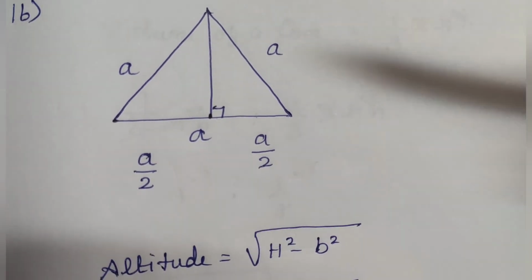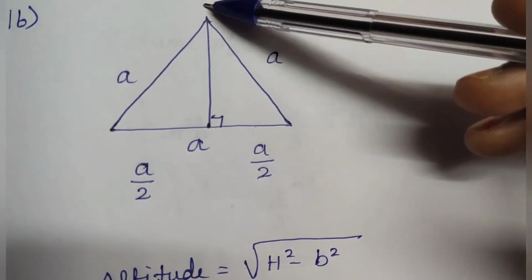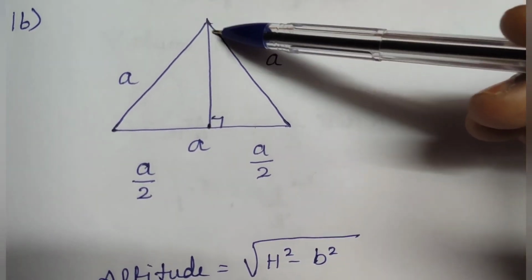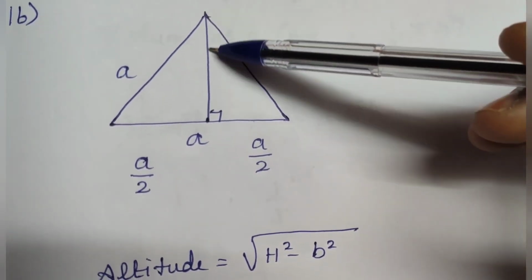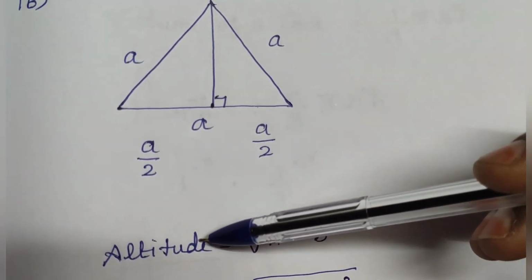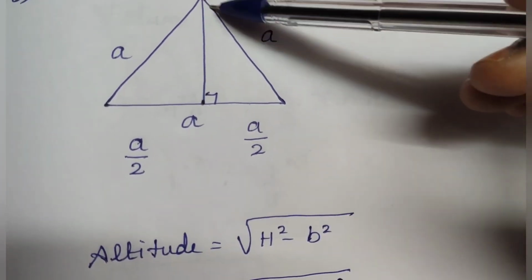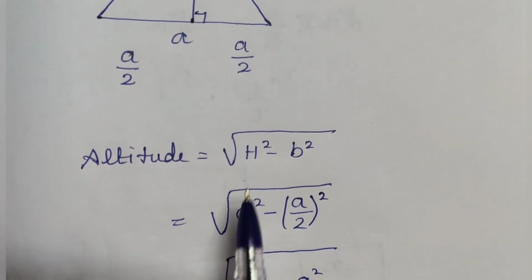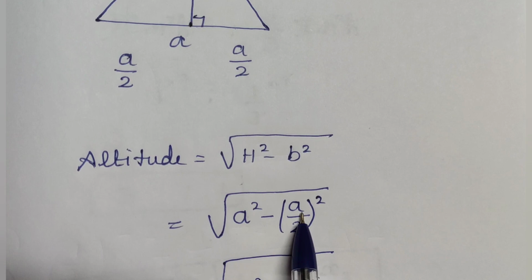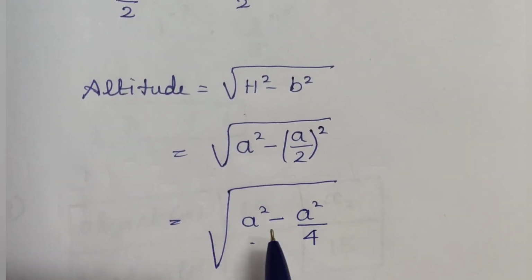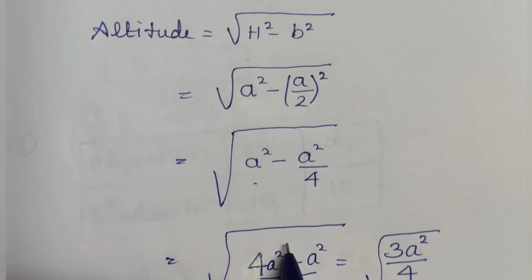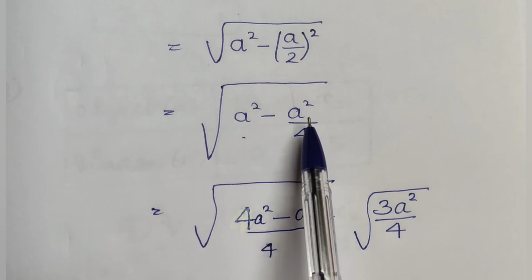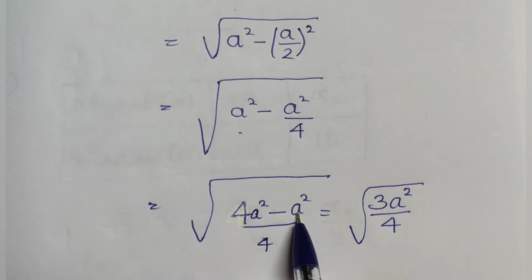So now consider only this right triangle. In this right triangle, the base is A by 2 and the hypotenuse is A. So how do you find the altitude? Altitude is equal to square root of hypotenuse square minus base square. So we get the hypotenuse square is A square minus the base square is A by 2 the whole square. So root of A square minus A square by 4. LCM is 4. 4 into A square, 4A square minus A square, divided by 4.